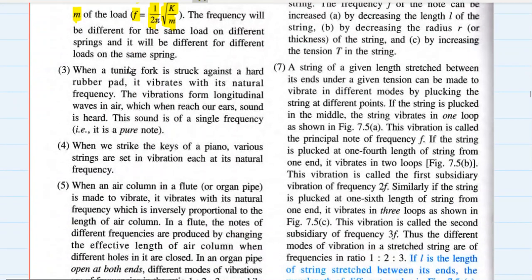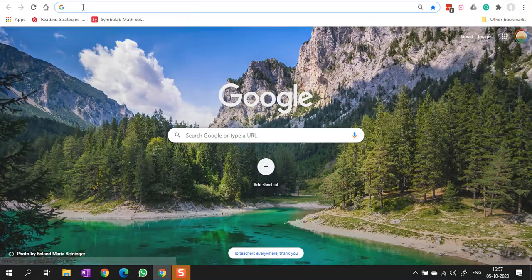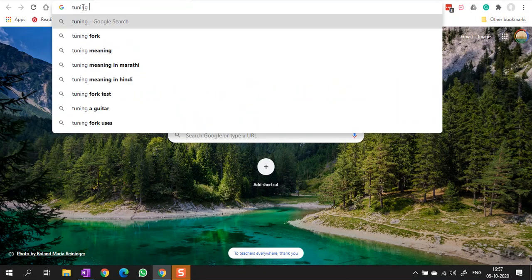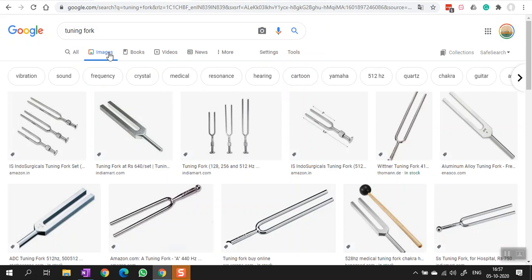When a tuning fork, you all know what is a tuning fork? I will show you the picture, wait, because I'm sure that you might have this doubt about what is what. Tuning fork. So I can show you the picture right away. See, this is a tuning fork. अलग अलग साइजेस शेप्स की ट्यूनिंग फोर्क्स मिलती है. Each different size and shape of tuning fork has got different frequencies, right?